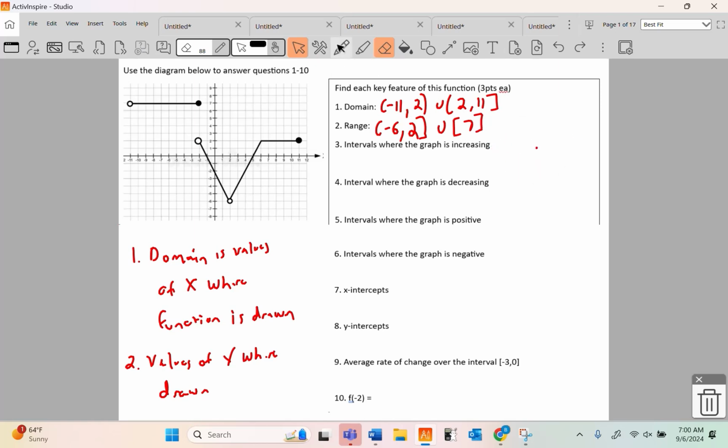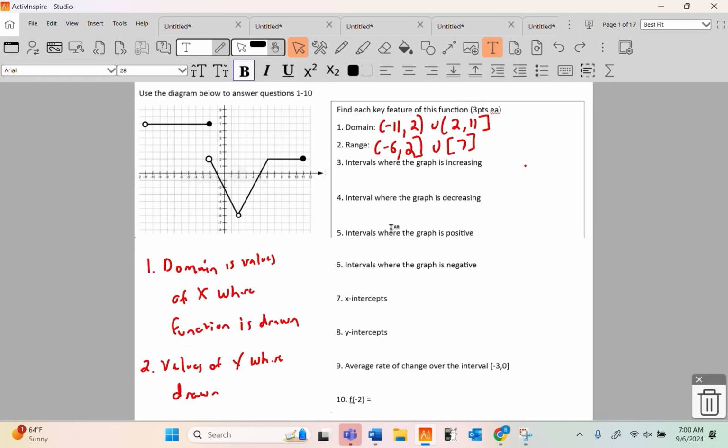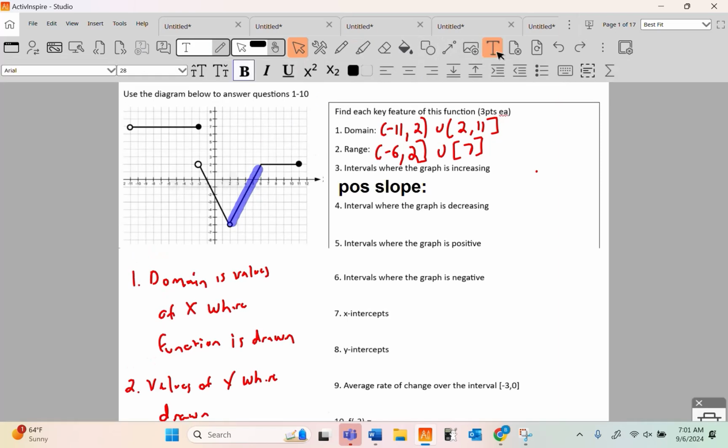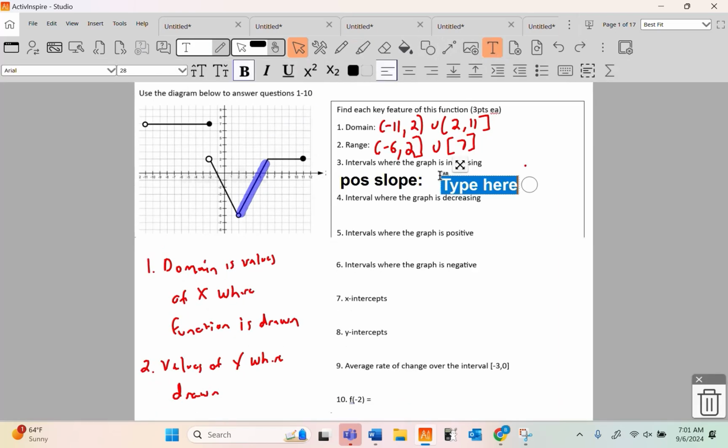All right, intervals where the graph is increasing. That means that we have what's called uphill slope or positive slope. That looks to me like it's this piece right here. And these always use parentheses, but the x value is about 2 until the x value is close to 6. So from close to 2 until you get close to 6.